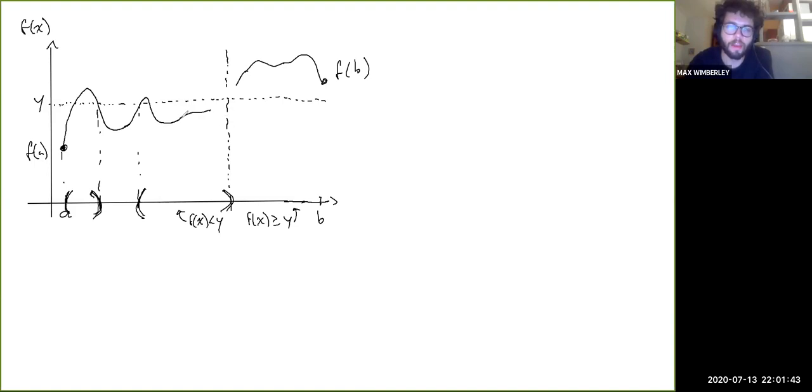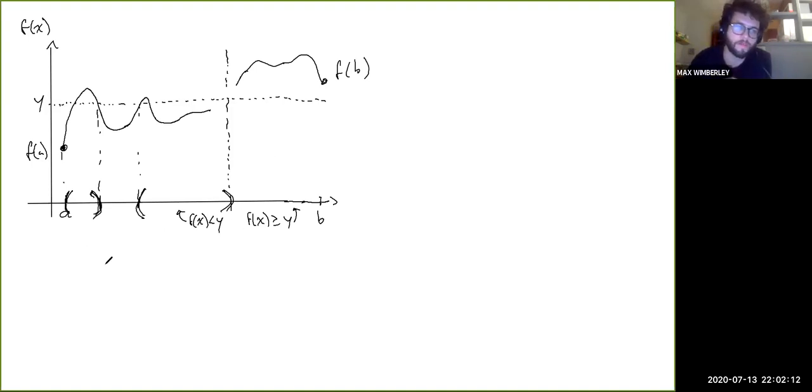One way to detect where that transition would happen would be to look at the supremum of the set of x values for which f of x is less than y. Because that's the biggest x value where f of x is less than or equal to y, and then all the values after that have to be where f of x is greater than or equal to y. So there's a transition that happens there. That's actually how we do this.